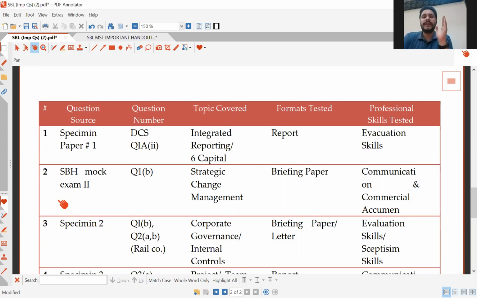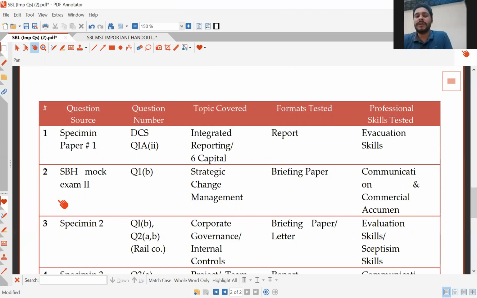So, if you want to revise the topics along with the formats, keeping in view the professional marks, I have kept the basis of professional marks. If you are in the last minute and you do not know what the evaluation skills basically mean, and you want to revise the format for the report, and the most important topic, integrated reporting and the six capitals, I would request you all to kindly go through the DCS question number 1A part 2, which is included in specimen paper number 1. This will help you in revising your evaluation topic.